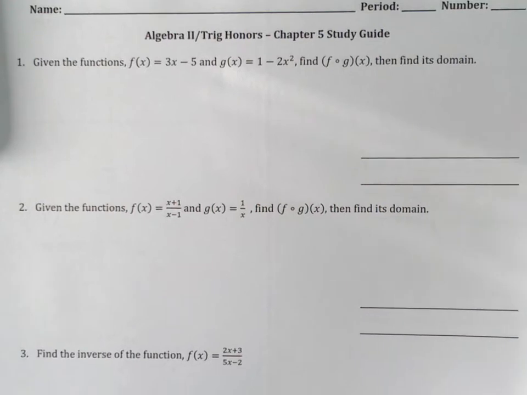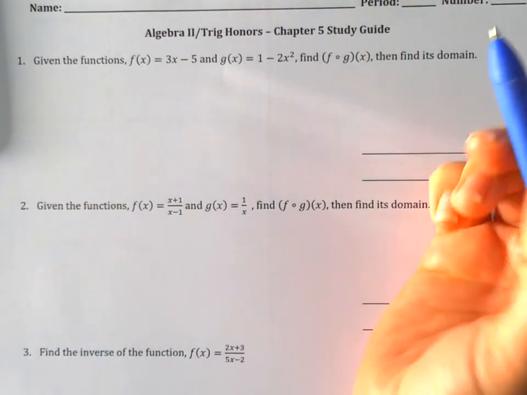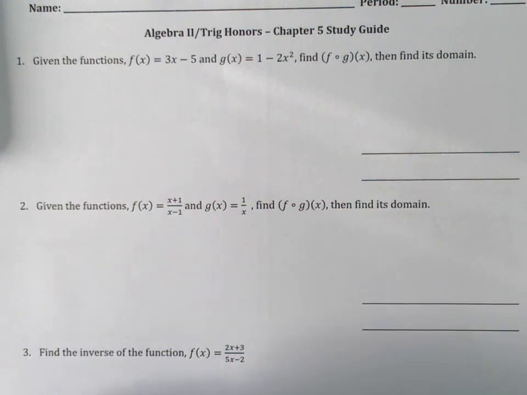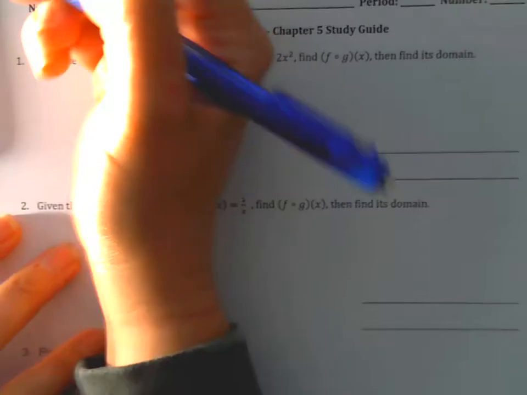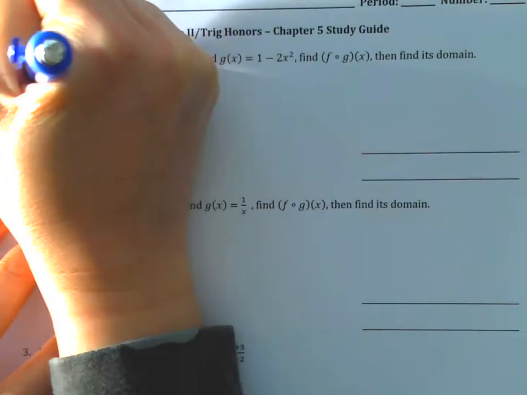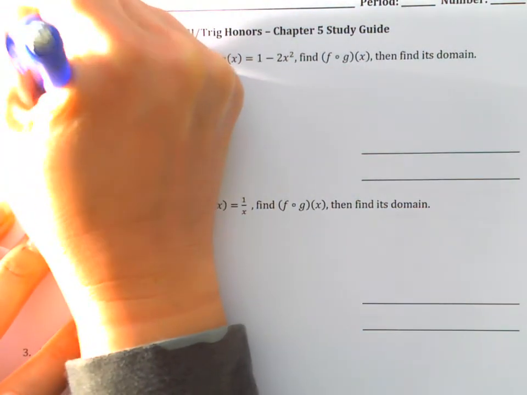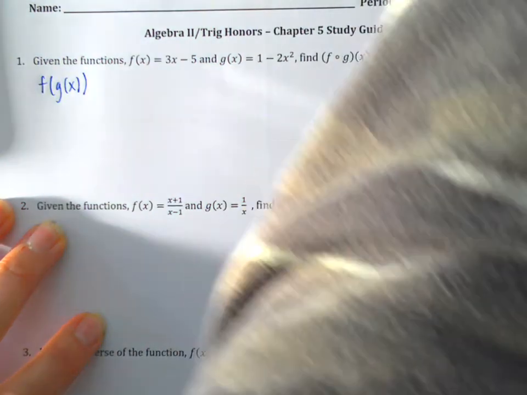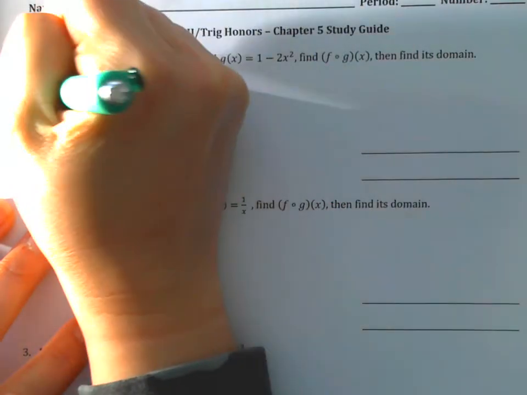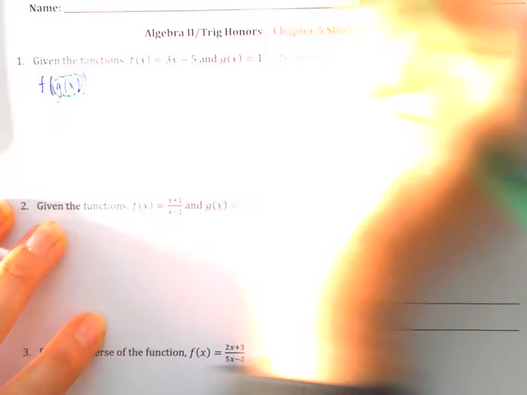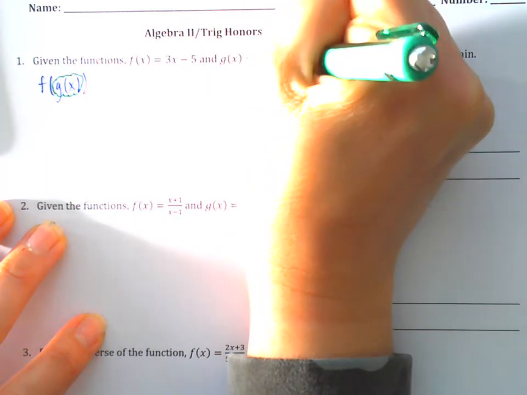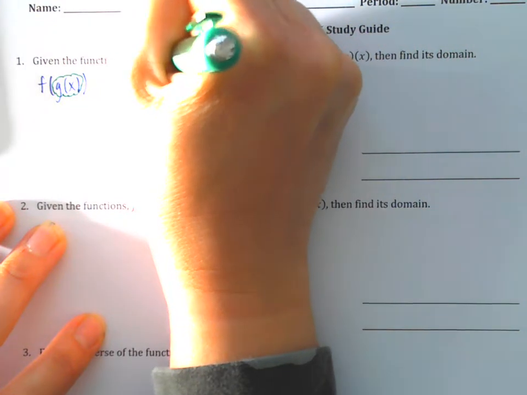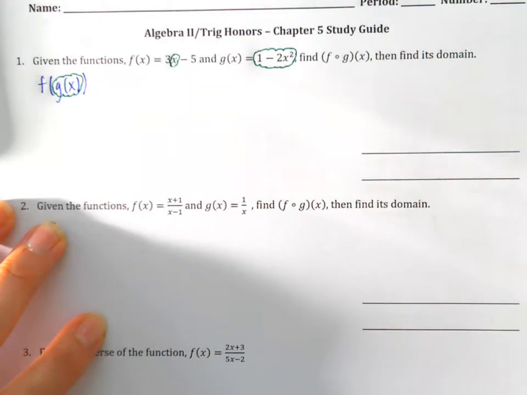It says, first problem, given the functions f of x equals 3x minus 5 and g of x equals 1 minus 2x squared, find f of g of x, then find its domain. So f of g of x, I just always like to rewrite that. What that's telling me to do is we're taking g of x, this entire 1 minus 2x squared, and plugging that into f wherever there's an x.